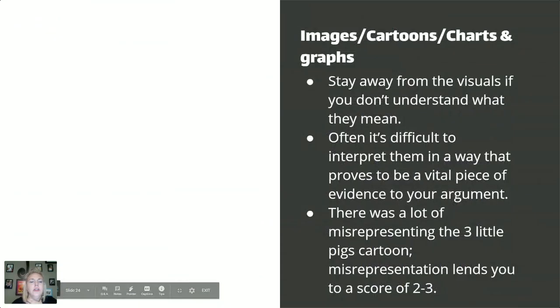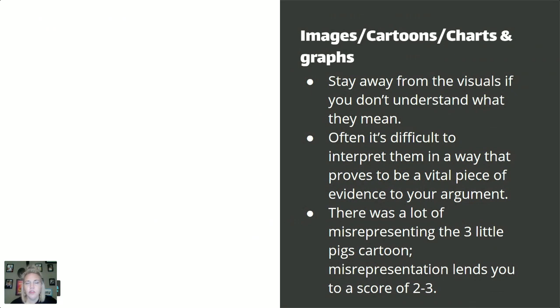Okay. You are typically always going to have an image, cartoon, chart, or graph, some kind of a visual within your sources. Visuals are very tricky because we have to interpret them. So it's not a situation like where we have text where they're giving us the information. They're giving us this image and we have to be able to interpret that and use it. So it's not required that you use the visual.